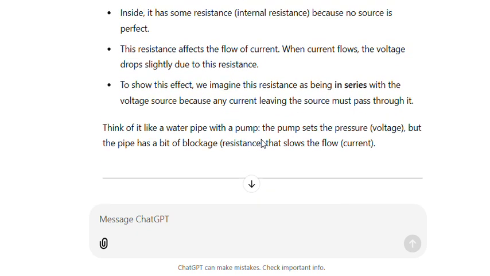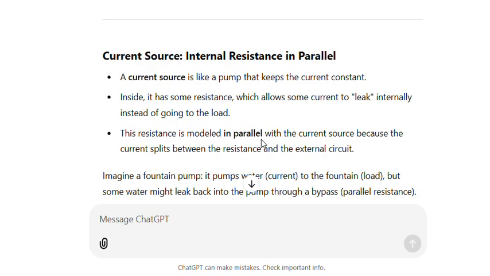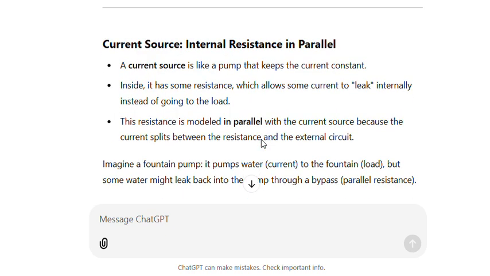Okay, and a current source is like a pump that keeps the current constant. Inside it has some resistance which allows some current to leak internally instead of going to the load. The resistance is modeled in parallel with the current source because the current splits between the resistance and the external circuit.